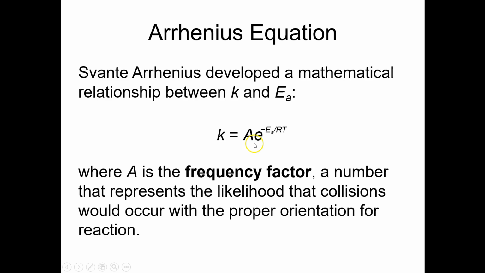A is what's called the frequency factor, and what the frequency factor represents is essentially related to the number of collisions that will result in having the proper orientation for reaction. It's not how frequently things collide, it's not how frequently they react, it's the fraction of collisions that is going to result in an effective collision, an effective orientation.